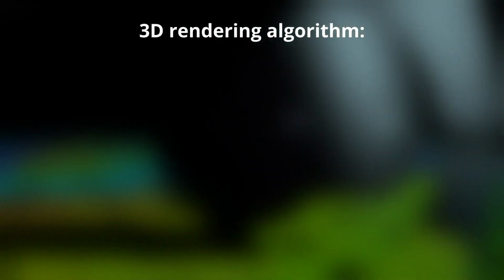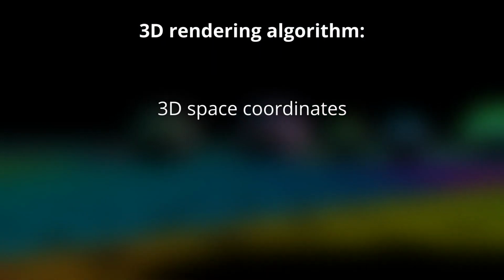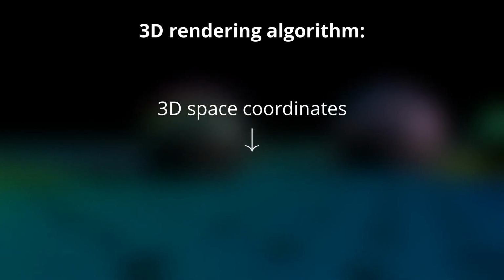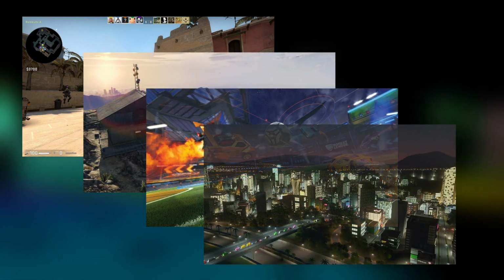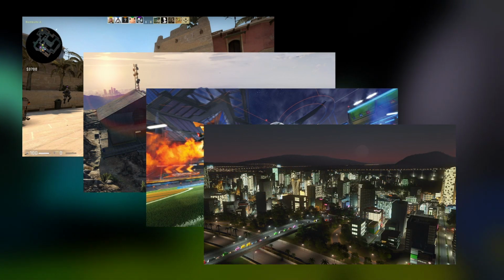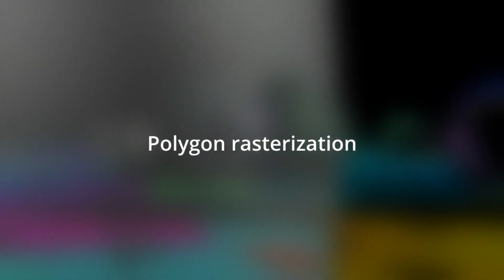On a very high level, a 3D rendering algorithm has to solve a simple problem. Given coordinates in 3D space, what coordinates correspond with them in 2D space? When looking at most mainstream games, one common denominator becomes obvious very quickly. Almost all of them use an approach called 3D polygon rasterization.